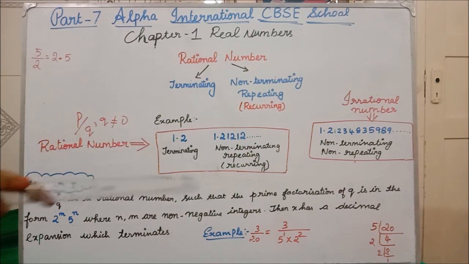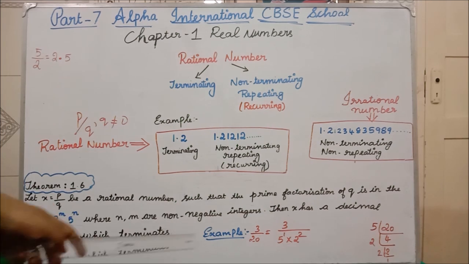Okay, the prime factorization of q is in the form 2 power m into 5 power n. Nothing is there in between, so you have to consider it as multiplication. Where n and m are non-negative integers. It should not be negative, non-negative integers. Then x has a decimal expansion which terminates. This is what this theorem actually says.